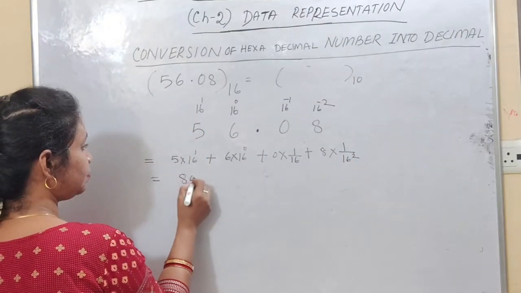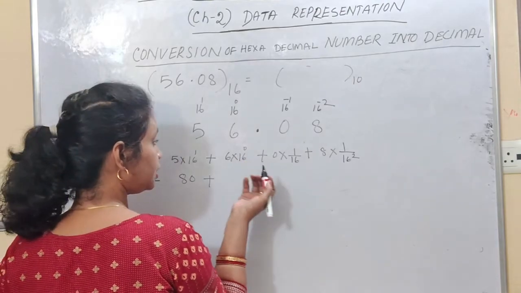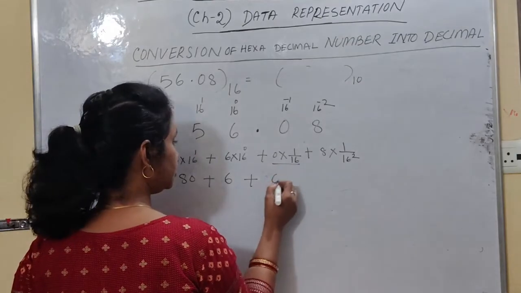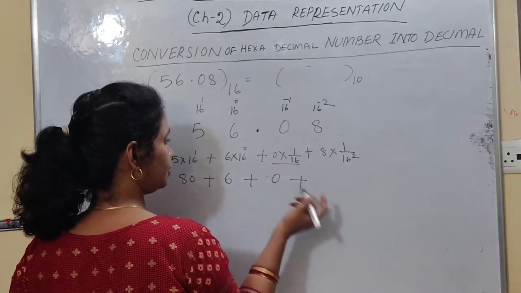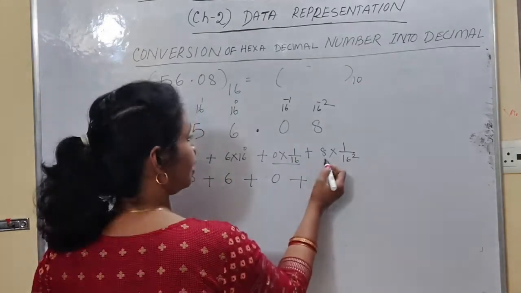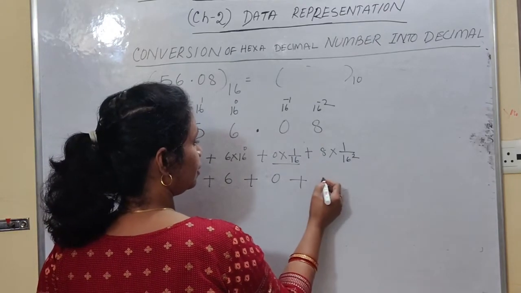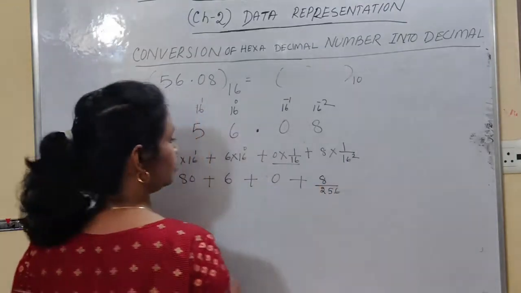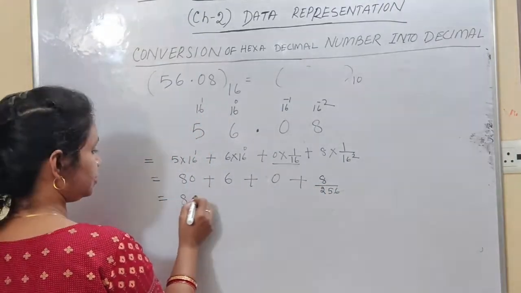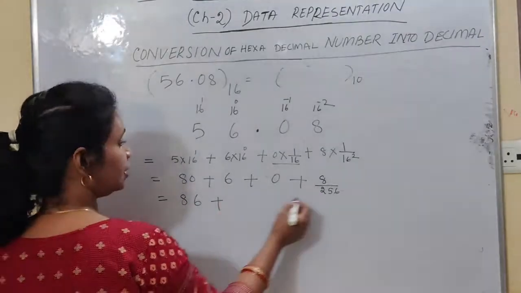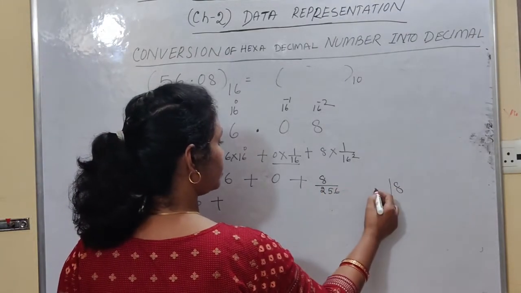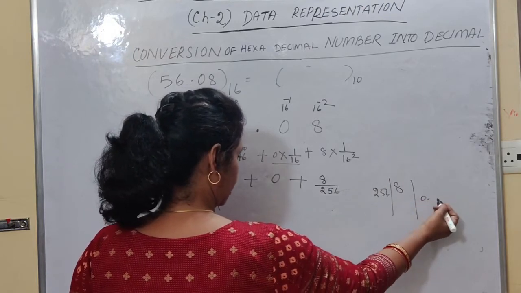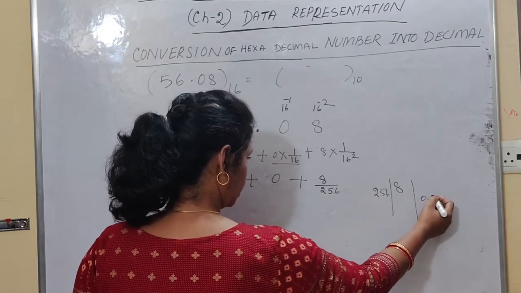16 times 5 is 80 plus this is 16 to the power 0, that is 1. 16 to the power 0 is 1. So 1 multiply 6, that is 6 plus this is also 0, because if you are multiplying any number by 0, then you will get the answer 0. After that 8 multiply 1 by 16 square. So it is 256. Is not it? After that, this is your 86 plus, if you divide 8 by 256, then you will get one fractional number, that is 0.03125.